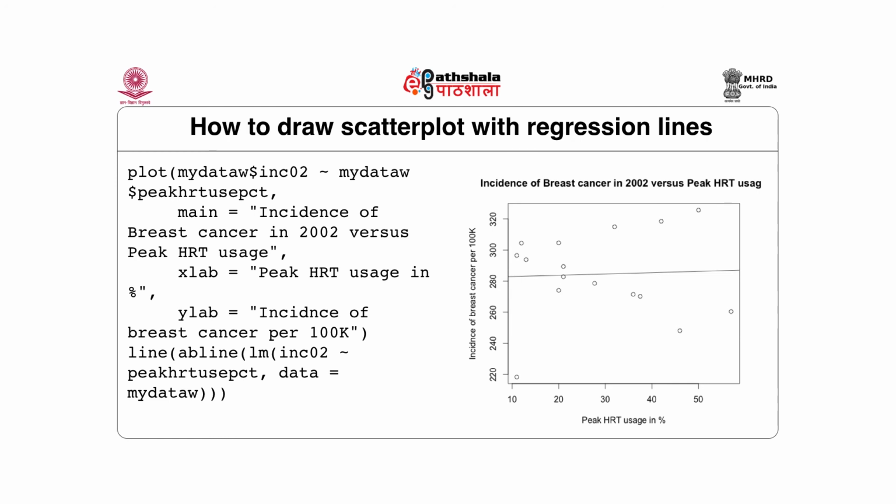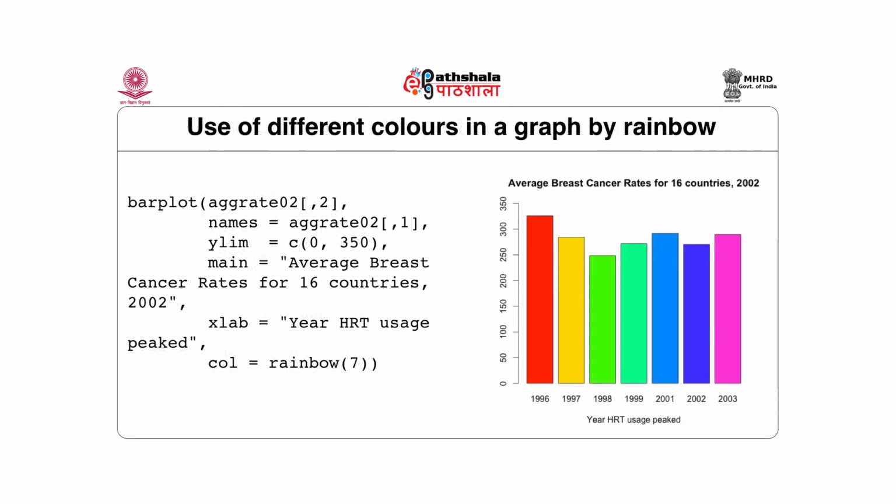So let's take a look at how we can change colors in our graphs. Here is an example where we have decided to use a rainbow coloring graph. We have again taken the same thing, that is, we have decided to do aggregate percentages, the average of the breast cancer rates in the years in which HRT rates peaked, and then we have decided to use the aggregated bar plot values. But note here that we have about 7 different bars.